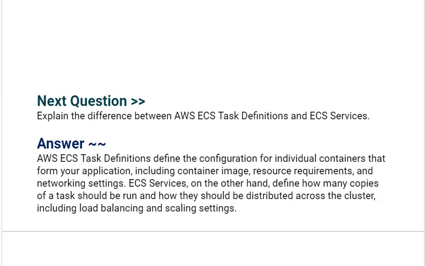Our next interview question is: explain the difference between AWS ECS task definitions and ECS services. Your answer should be AWS ECS task definitions define the configuration for individual containers that form your application, including container image, resource requirements, and networking settings. ECS services, on the other hand, define how many copies of a task should be run and how they should be distributed across the cluster, including load balancing and scaling settings.